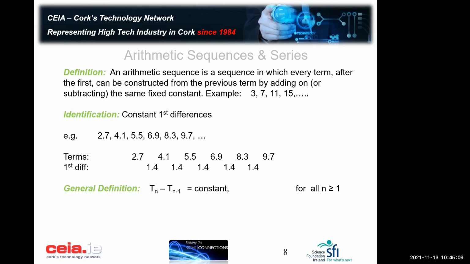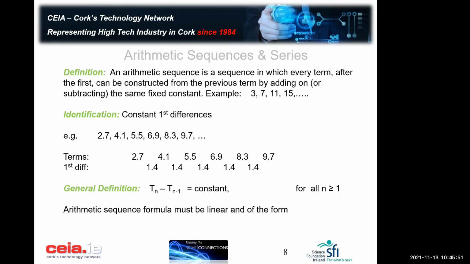The general definition, in order to prove that a sequence is arithmetic, or to check if it's arithmetic, is take one term from the other. Take the previous term from the following term, and you should get a constant. So the definition is t of n minus t of n minus 1 is equal to a constant for all n greater than or equal to 1. So you see there, all n is greater than or equal to 1. Why is that? Sure, n has to be greater than 1 because there's no such thing as t0. There's no such thing as a 0 term. The very first term in every sequence is going to be t1, which means n always has to be 1 or greater than that.